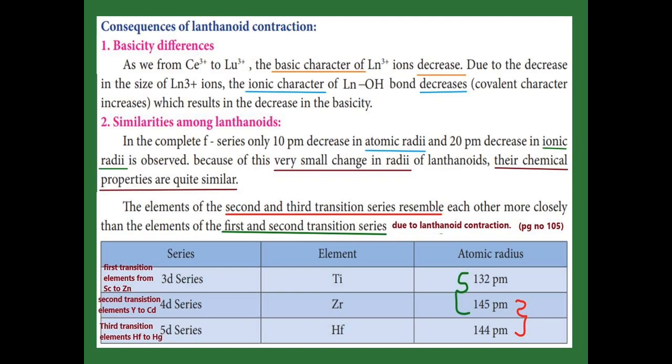3d series is the first transition series, and 4d series is the second transition series. You see the atomic radius. In 3d series it is 132 picometer, and in 4d series it is 145. So the atomic radius increases. Afterward, from 4d series to 5d series, that is, the second transition series to the third transition series, there is the same atomic radius: 145 picometer in 4d series, and 144 picometer in 5d series. They have the same atomic radius because of this lanthanide contraction. We already saw this point on page number 105. Refer to page 105.